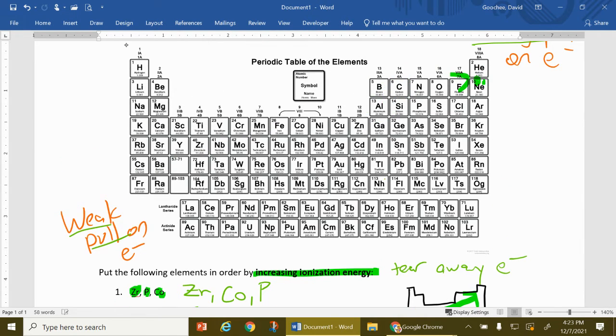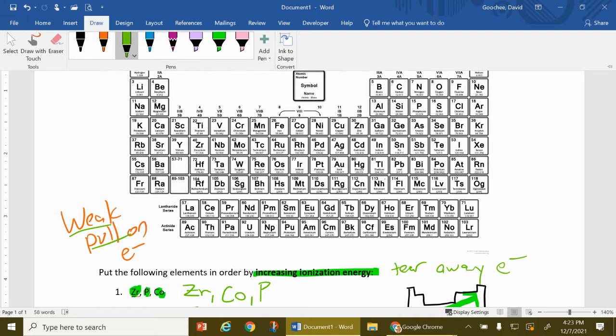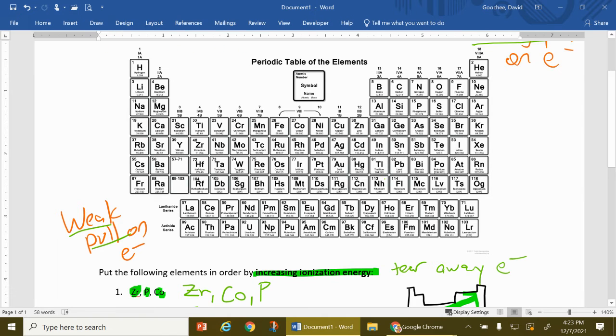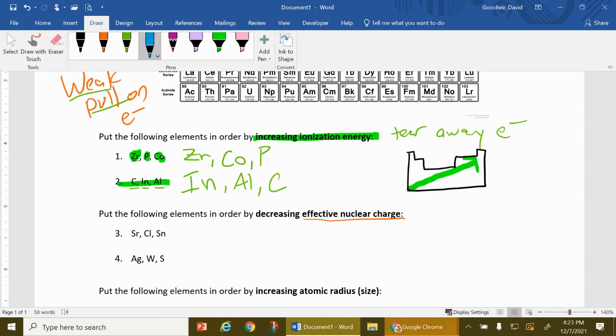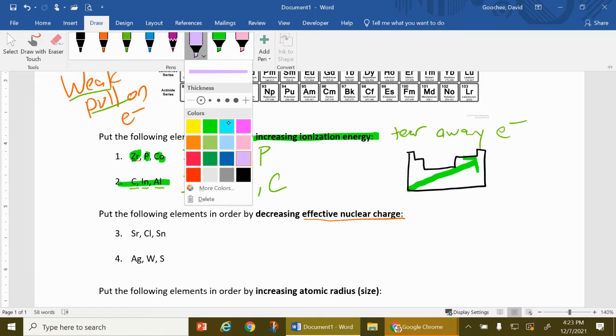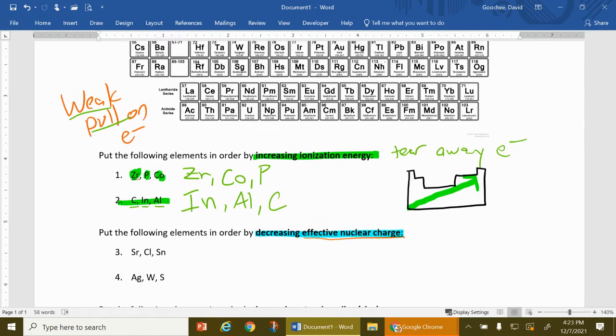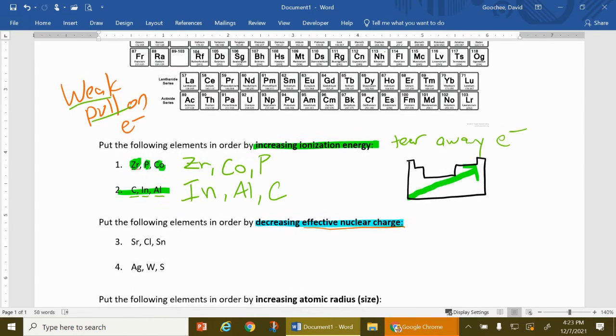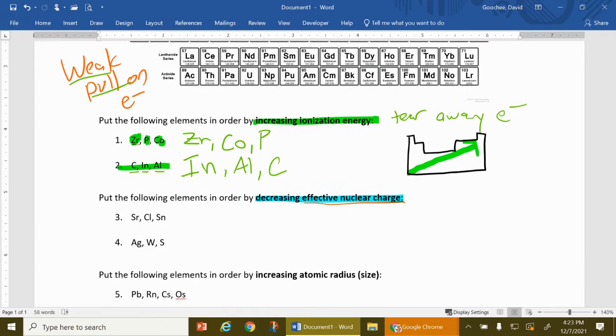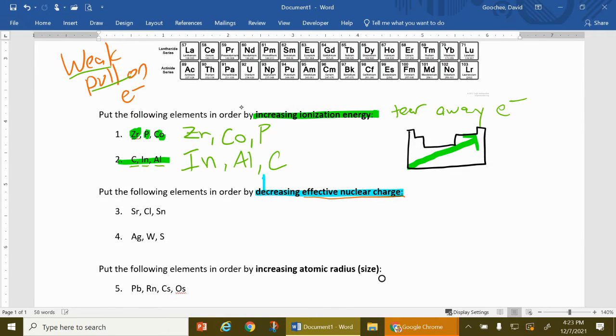Let's try another one. Let me change my color. That was green, we'll go blue. This next trend is decreasing effective nuclear charge. Effective nuclear charge is how strongly the atom pulls on its outermost electrons. Decreasing, so we're going from big to small.